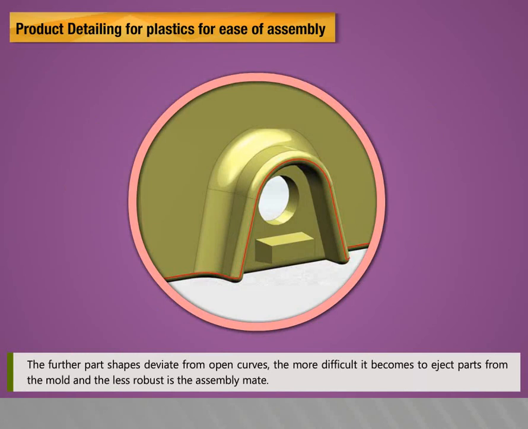The further part shapes deviate from open curves, the more difficult it becomes to eject parts from the mold, and the less robust is the assembly made.